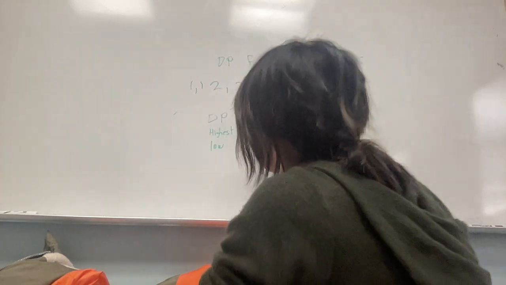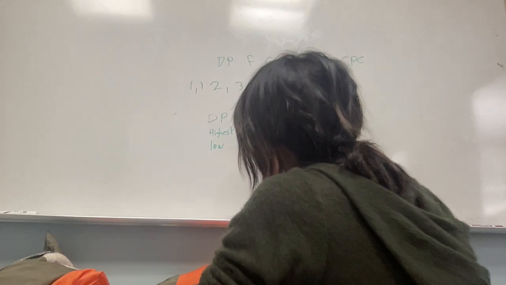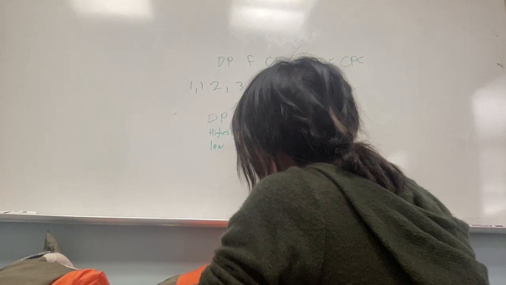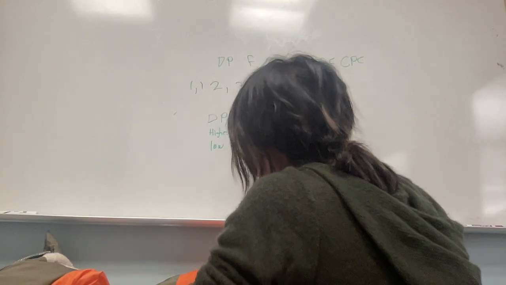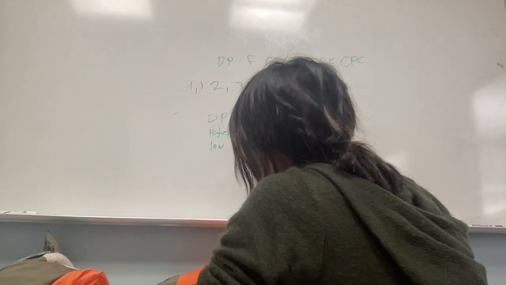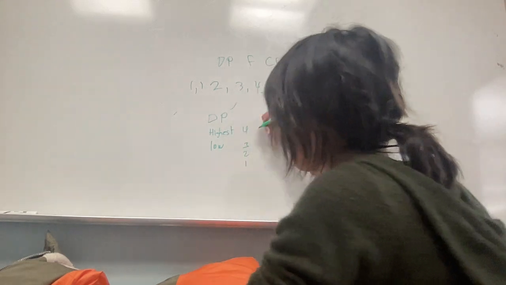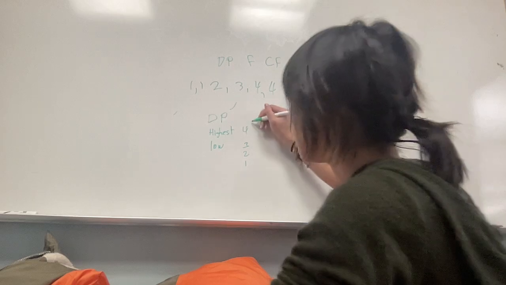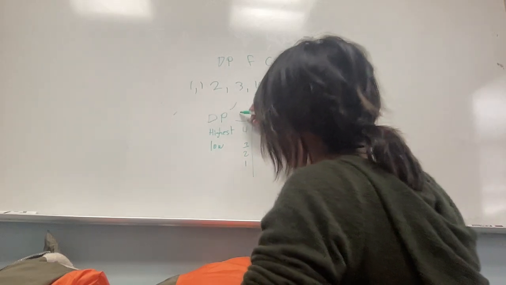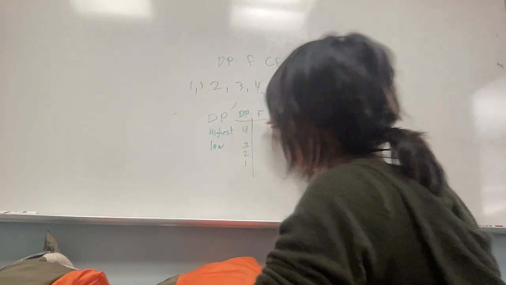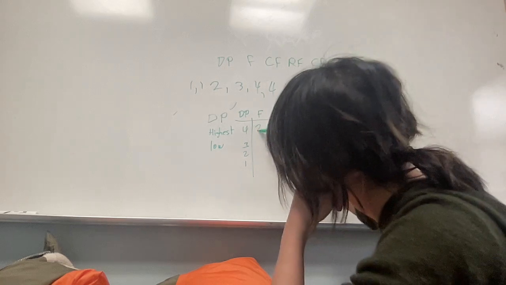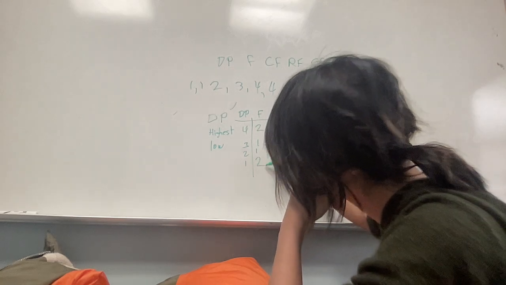So first number would be? 4. Yeah. Second? Low, 1. Yeah, highest to lowest. So it would be like 1, 2, 3, 4. So these are all the different data points that we see. Now we gotta count up the frequency. 2, 1, 1, 2. Yep.